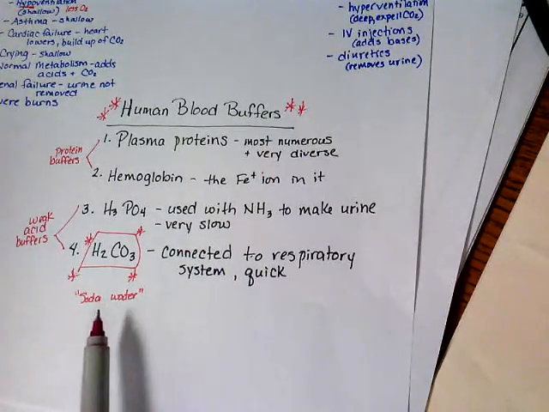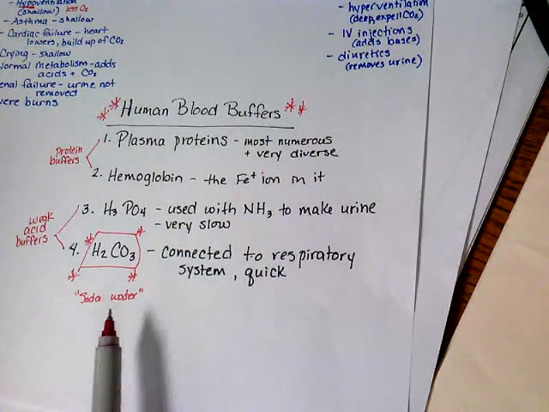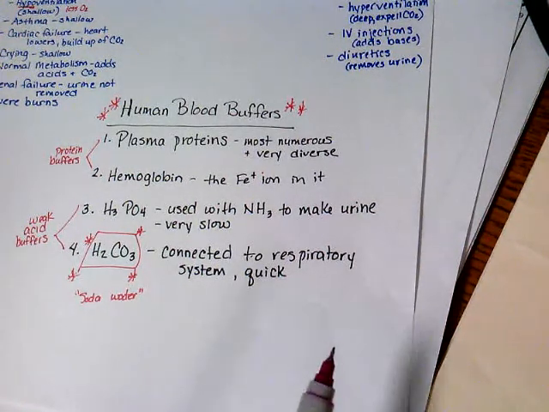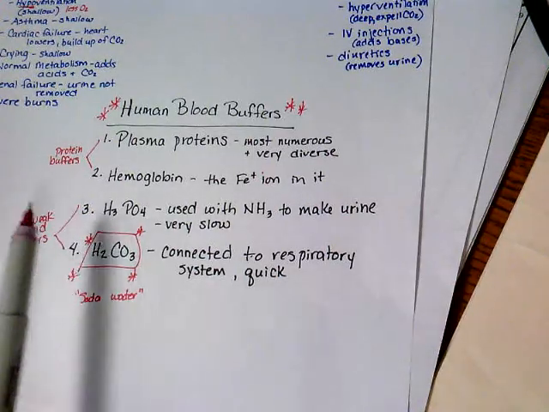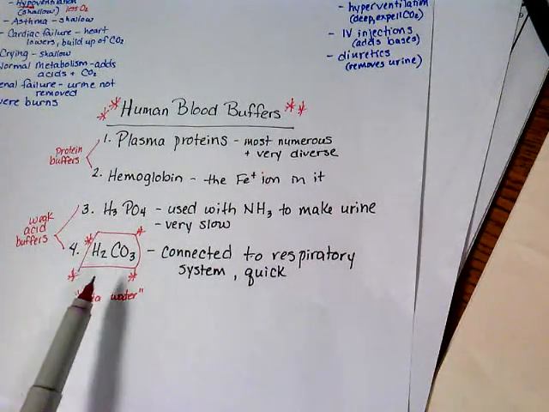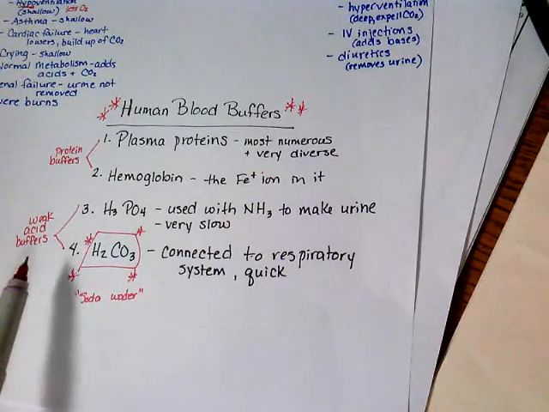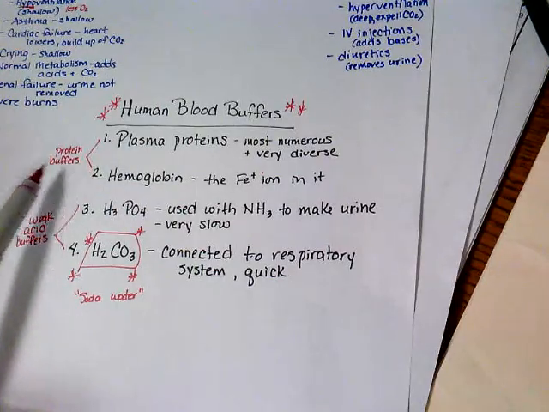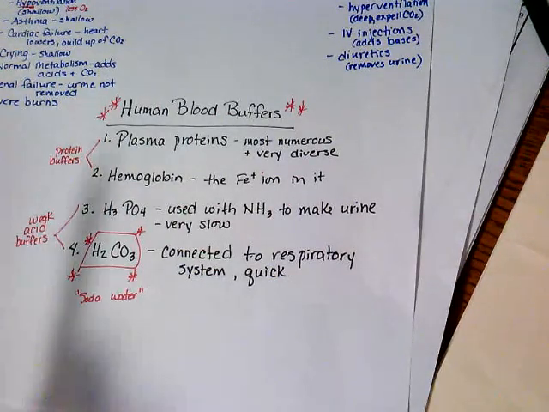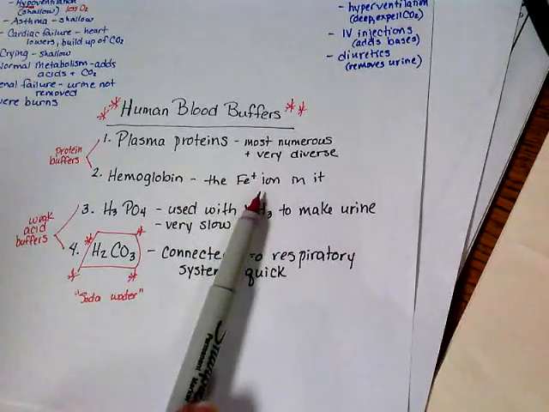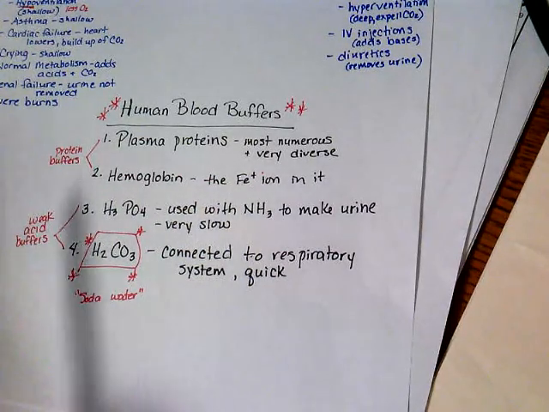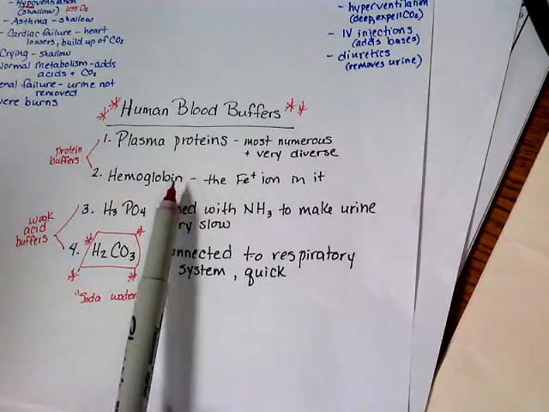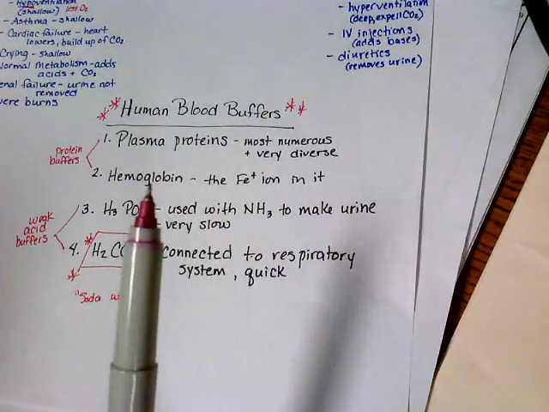I like to call it the soda water. It's like carbonated soda. And this is connected to the respiratory system and works very quickly. Okay. And just to point out, the phosphoric acid and the carbonic acid are your weak acid buffers. Up here, the plasma proteins and hemoglobin, those are both protein buffers. I know hemoglobin, the iron ion, is not the protein part of it, but the whole iron with the protein in there is the hemoglobin. Remember, proteins usually end in that IN sound.